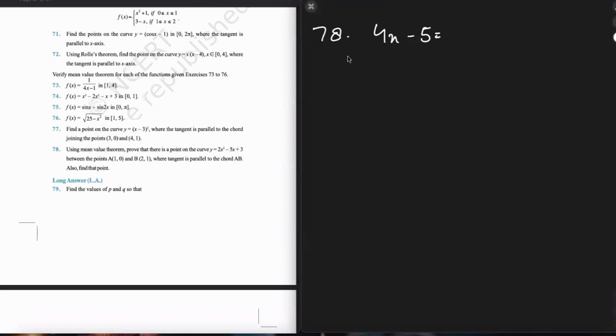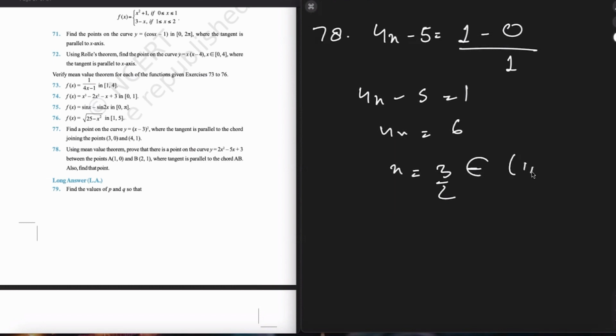And (f(2) minus f(1)) divided by 2 minus 1. So f(2): 2 fours are 8, 8 plus 3 is 11, 11 minus 10 is 1, minus f(1), which is 0, whole divided by 2 minus 1 which is 1. So 4x minus 5 is equal to 1, 4x is equal to 6, and x is equal to 3/2, which belongs in 1 to 2. So hence x is equal to 3/2, then we will find the value of y at that point.